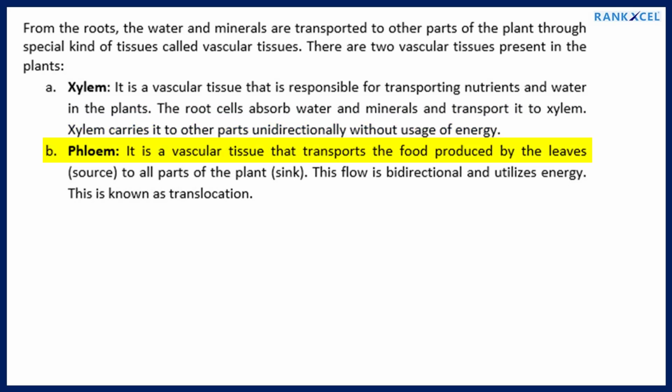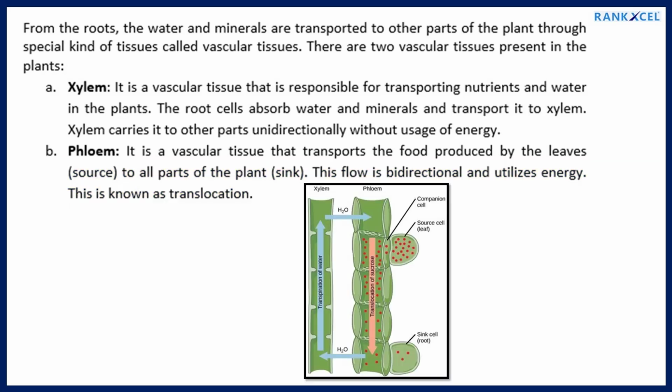B. Phloem. It is a vascular tissue that transports the food produced by the leaves, the source, to all parts of the plant, the sink. This flow is bidirectional and utilizes energy. This is known as translocation.